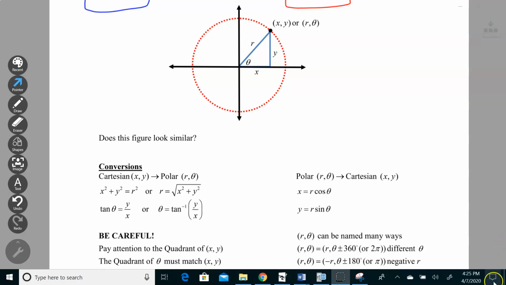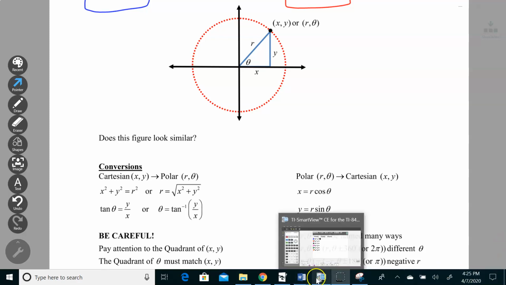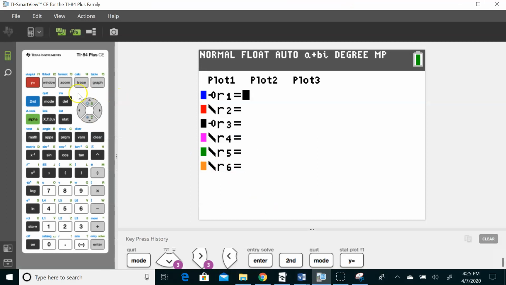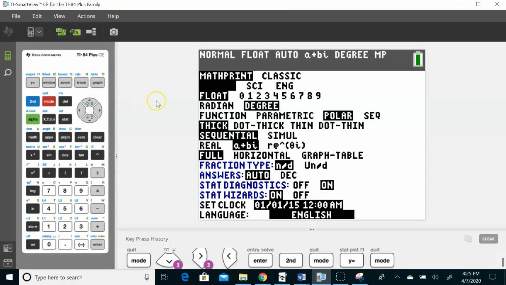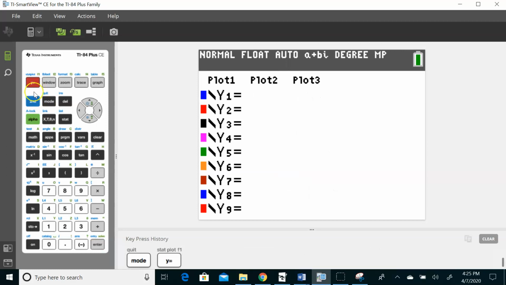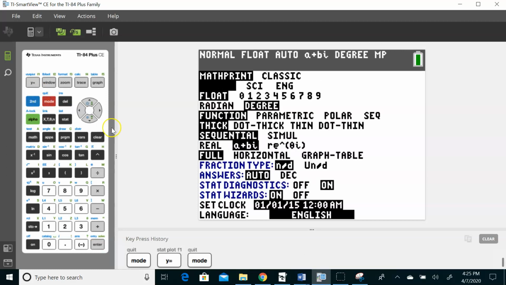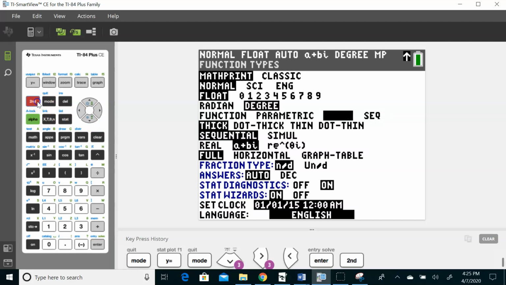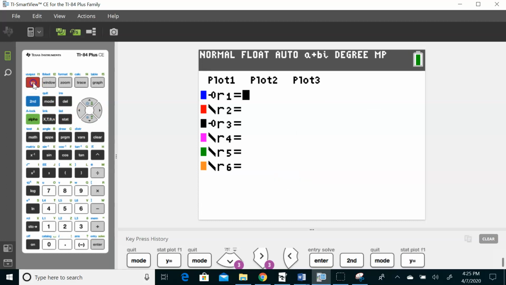I'm going to look at the calculator for a bit. So here's a calculator, and if I go to mode, when I'm in function mode, the calculator looks like this when I hit y equals. I see y equals. But if I change the mode to something called polar mode, when I get out of here, I hit y equals, it says r equals, because we're going to deal with r's and thetas, not x's and y's.